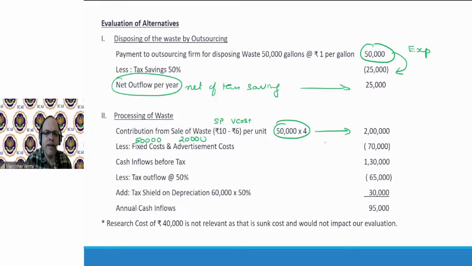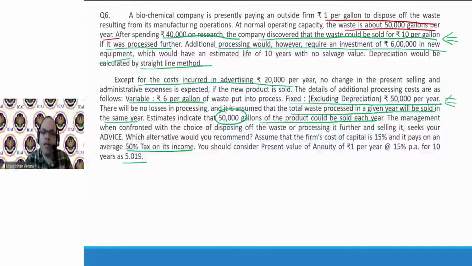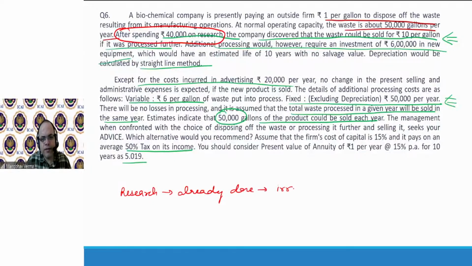So we're getting a total cost of 70. Mind you, there was also research of 40,000. But I would like to highlight that this was after spending 40,000 on research. Is it relevant? For me, the research is already done, irrespective of my decision. And hence, we are calling it a sunk cost.